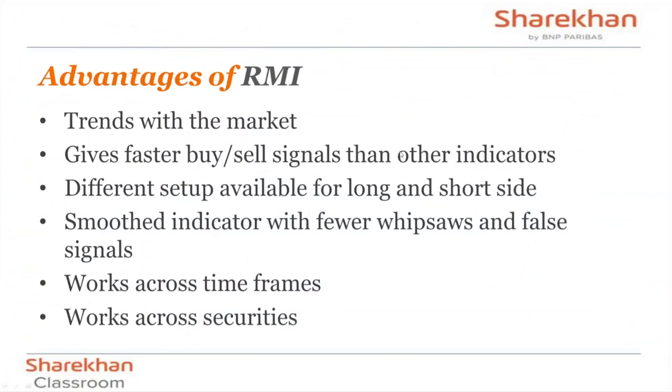So what we've understood so far about the RMI is that it gives you the trend of the market, because when it gives you a buy signal, we would presume that the trend in the market is in the upward direction. When it gives you a sell signal, we presume that the trend of the market is in the downward direction.